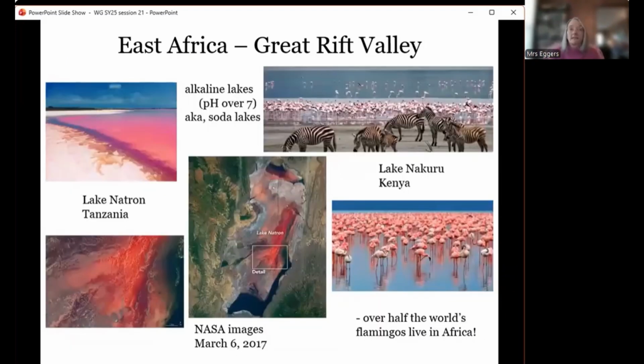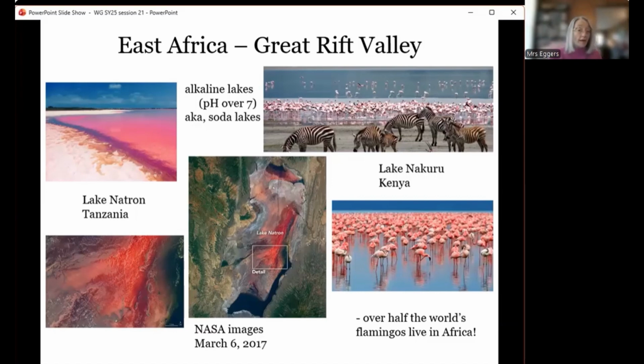Ooh, these lakes. Okay, this is crazy. All right, so these lakes, some of them are extremely alkaline, so they have a pH, if you're a chemist, over 7. They're also known as soda lakes because they have very high pH. Okay, these alkaline lakes have crystallized salt along the shores and are famous for large flocks of flamingos that feed on crustaceans in the lake. Over half the world's flamingos live in Africa.